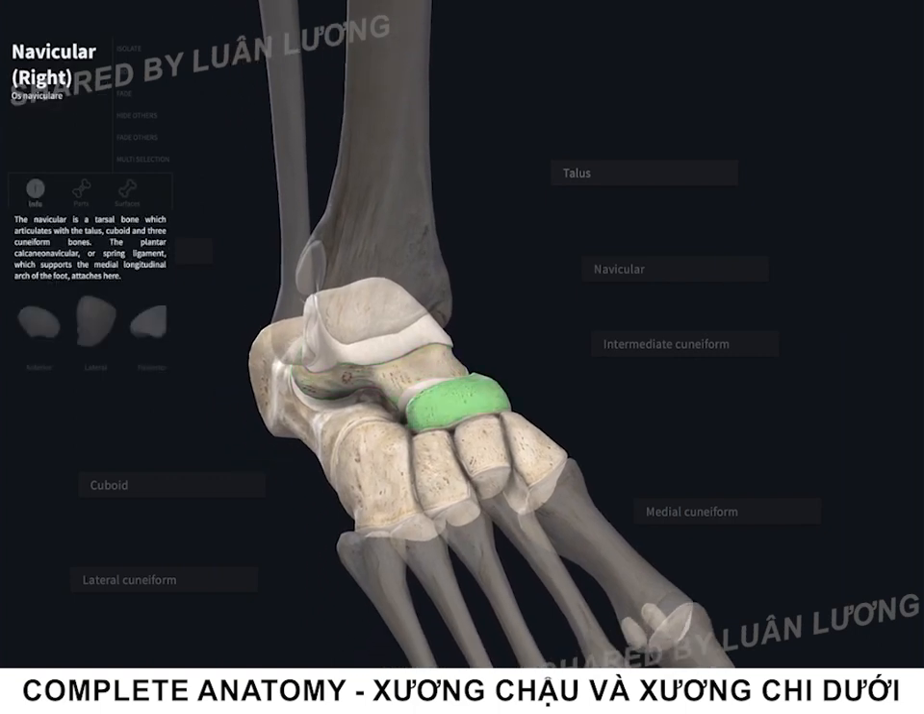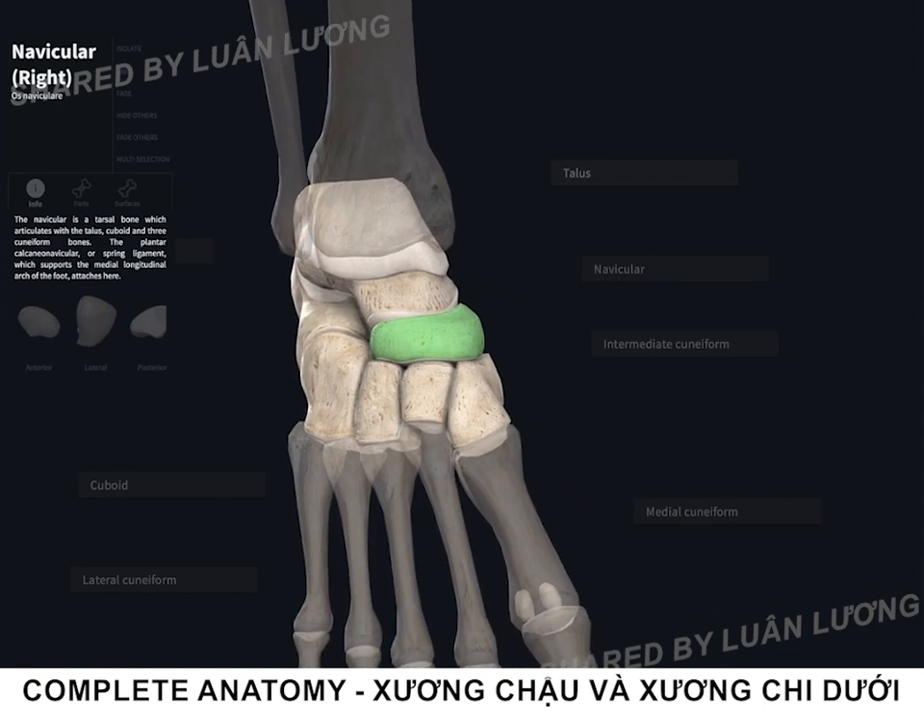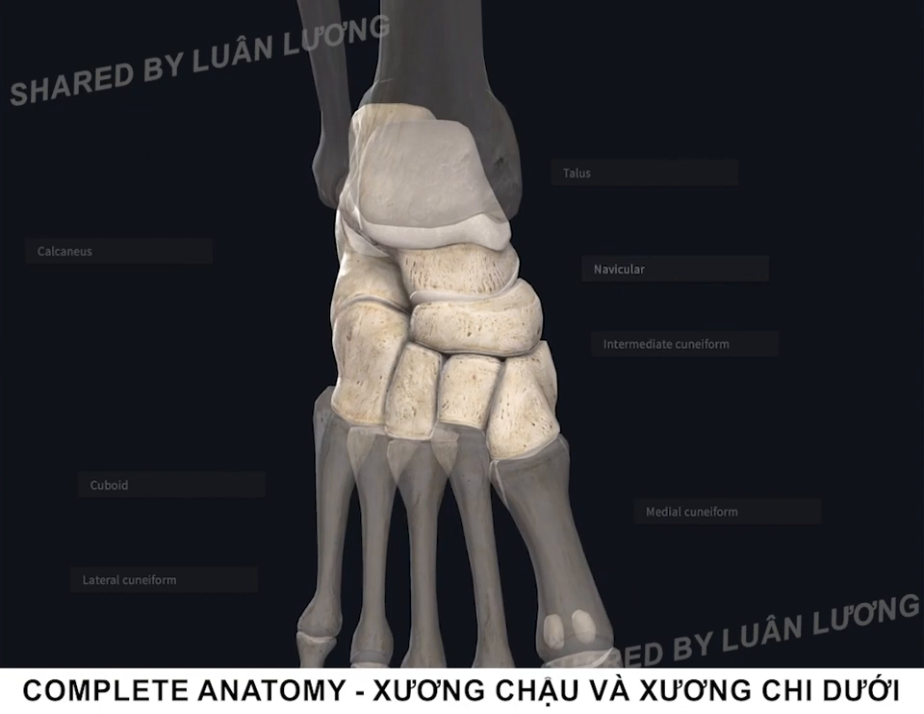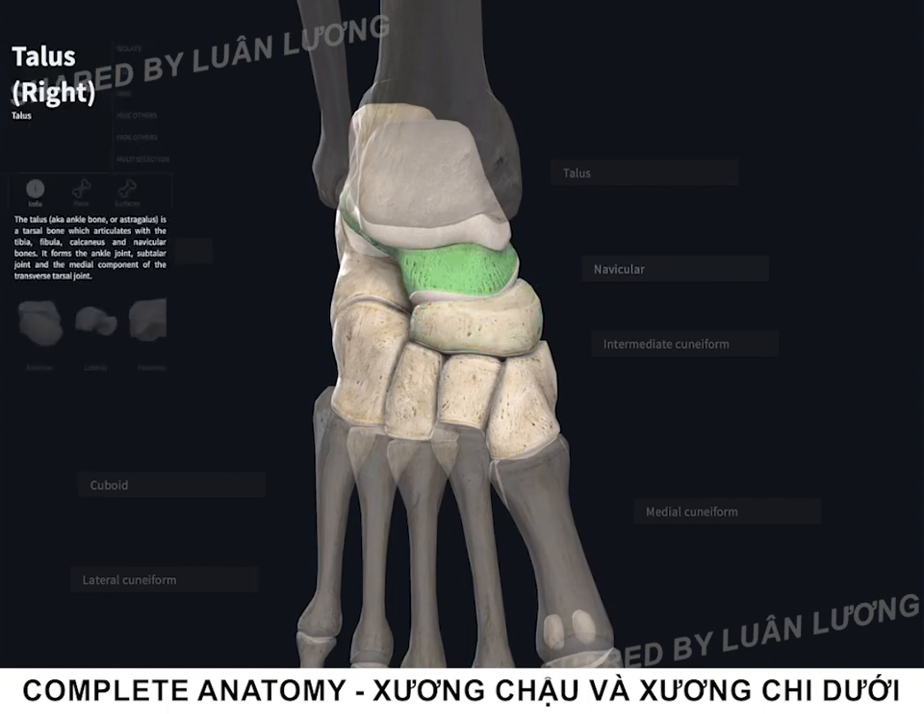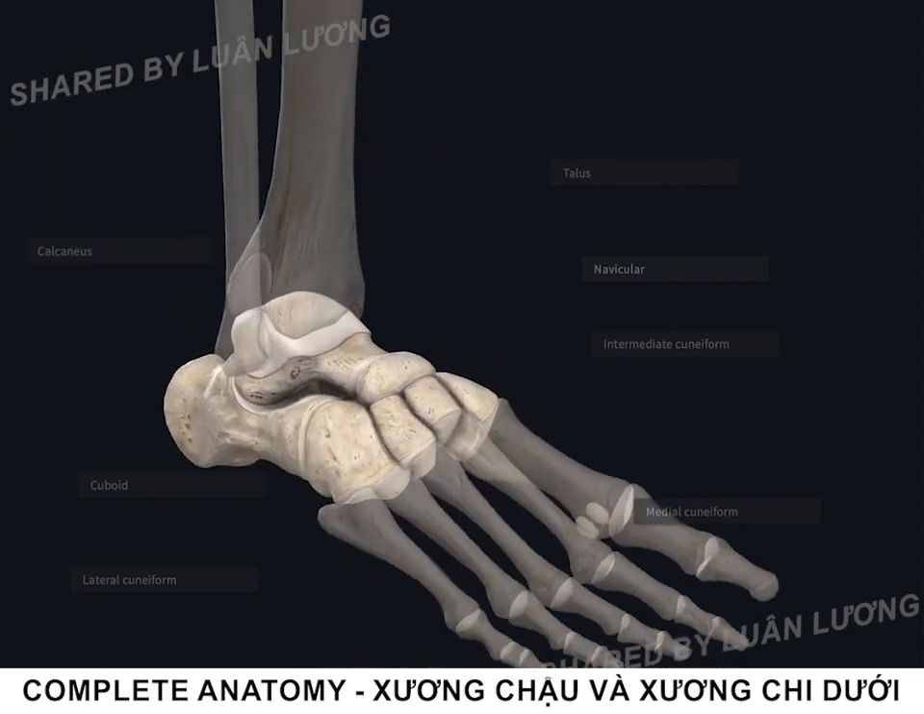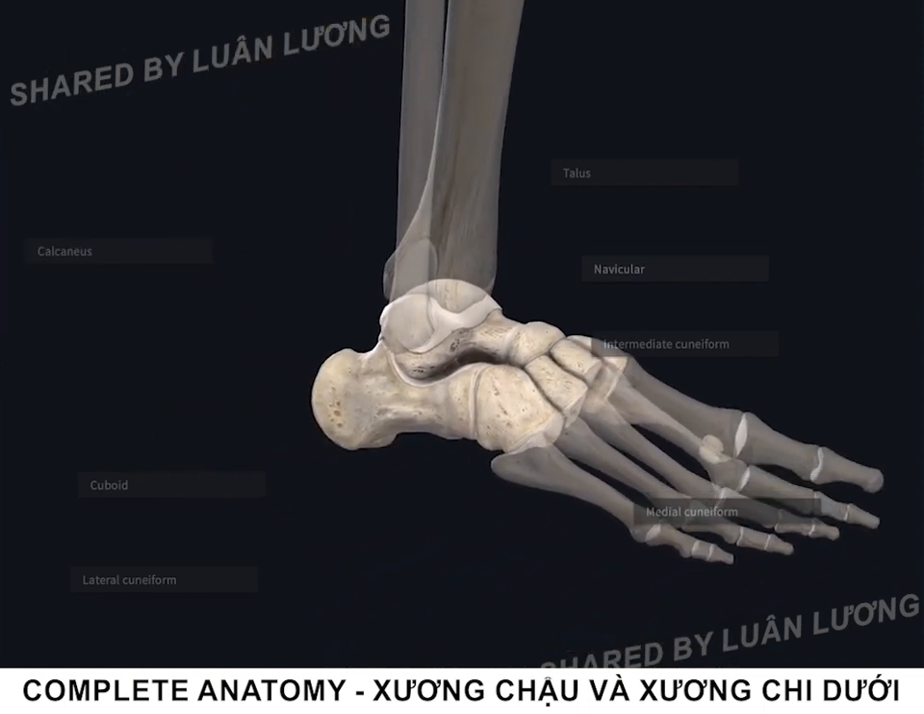Anteriorly, it meets up with a small boat-shaped bone known as the navicular. And you may recall that this sounds something like navy, which means ship in Latin. And thus the navicular has this nice, smooth, kind of canoe or boat-shaped appearance, and it's located anterior to the talus.